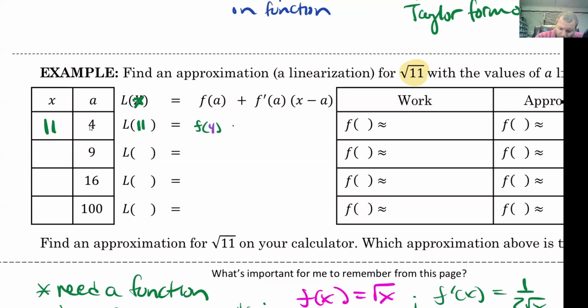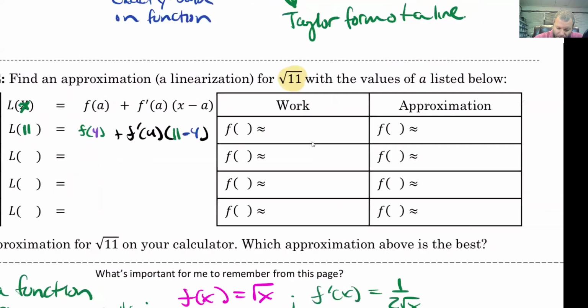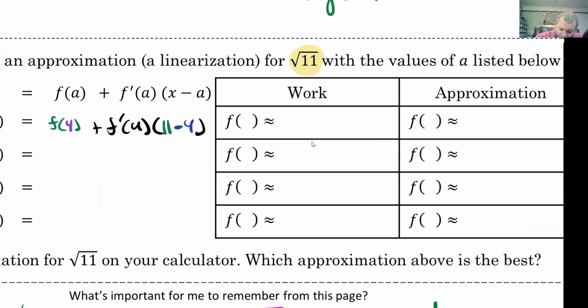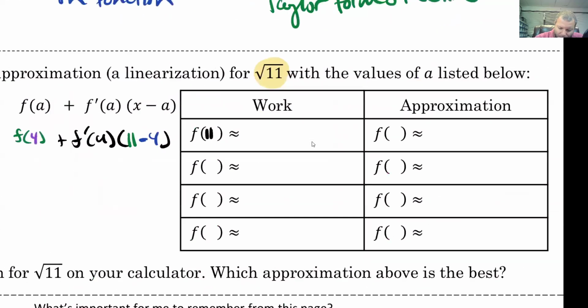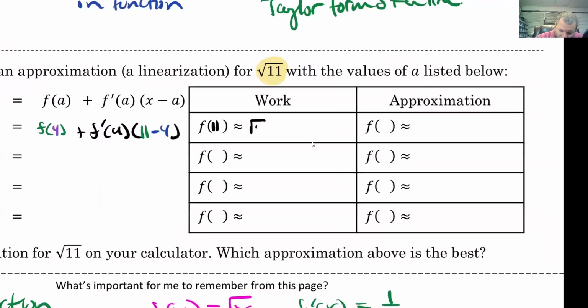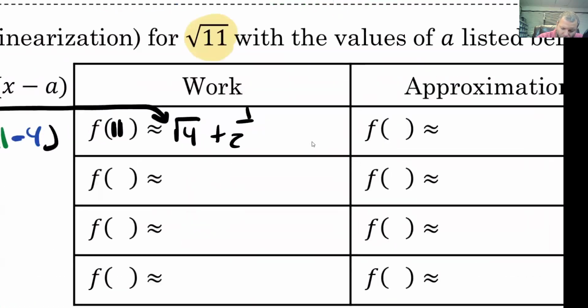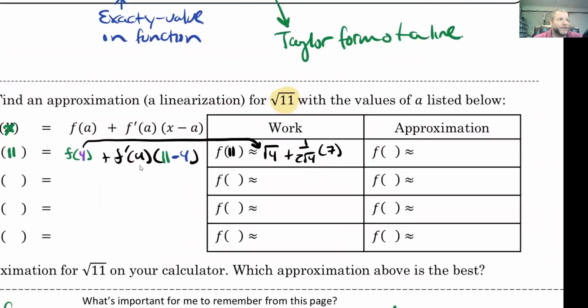We're going to add on the derivative at 4, and x minus a, well, our value of x was 11, and our value of a was 4. Put another way, the distance between the point that we want, the x value, and the value that we're using is 7 units. All right, so if we do that, we're going to get f of 11 is approximately equal to the square root of 4, right? Because f of 4 is the square root of 4, plus 1 over 2 square root of 4 times 7, right? That's the distance.